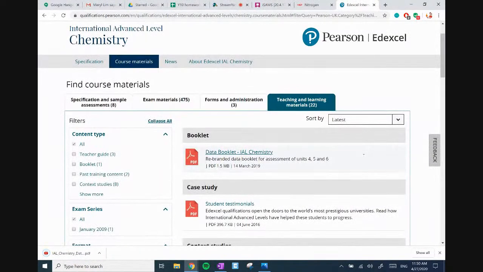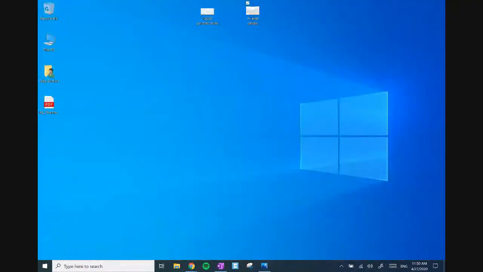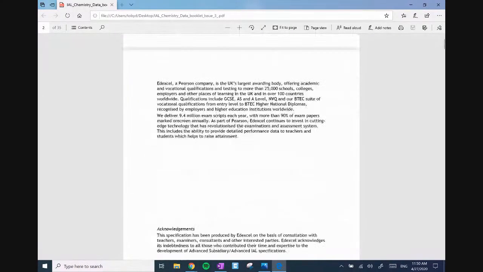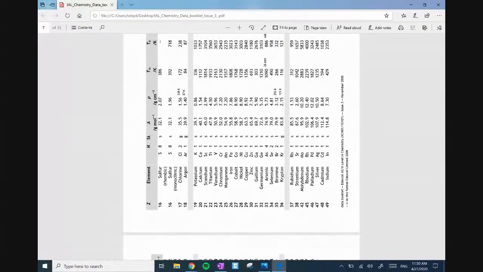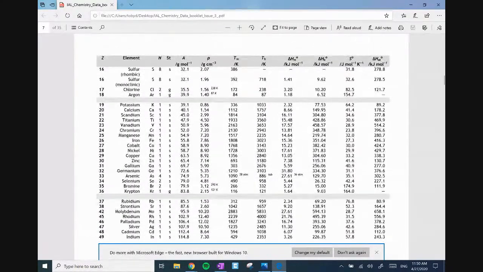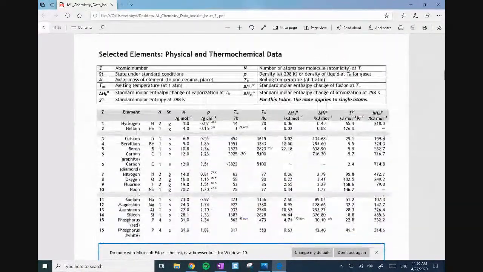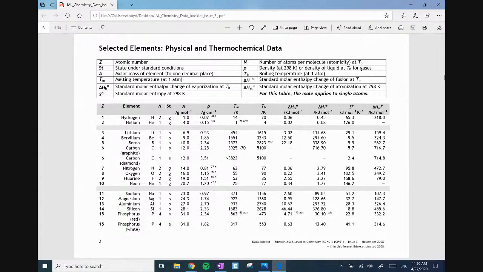Right, let's try this again, shall we? Let's have a look. IAL. Right. Entropy values. Oh no, I can't turn pages. Or can I? Oh! I can. That's cool. Right. Nitrogen. There. It's number 7. Yeah, nitrogen, N2. You see it's in a pair.